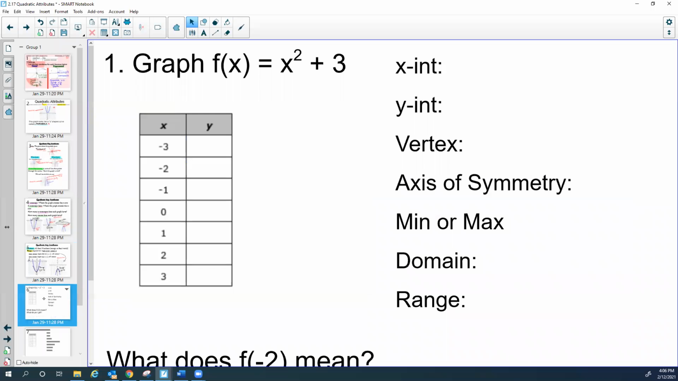All right, so I'm still in the video for the 17th. We are graphing the equation x squared plus 3.